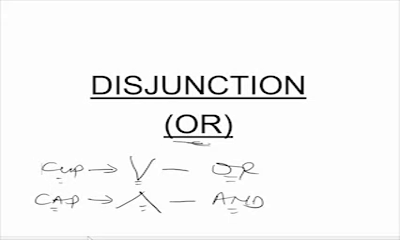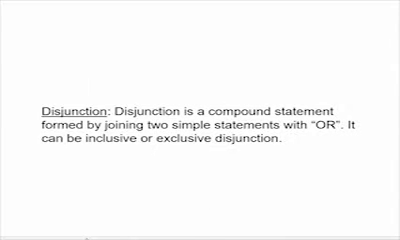So then, what is disjunction? We need to understand what disjunction is before we can know how to go about attempting questions that have to do with disjunction. Simply put, disjunction is a compound statement formed by joining two simple statements with "or". It is either inclusive or exclusive, and in a moment I will explain what that means.